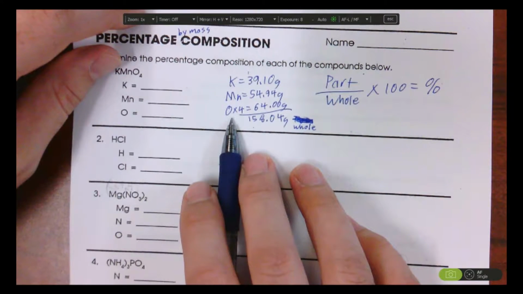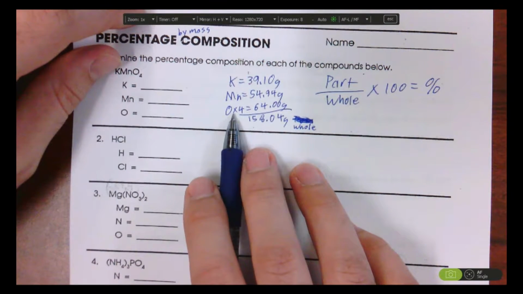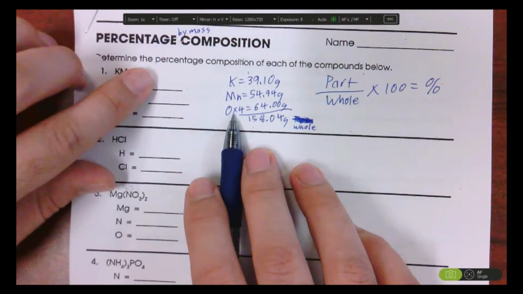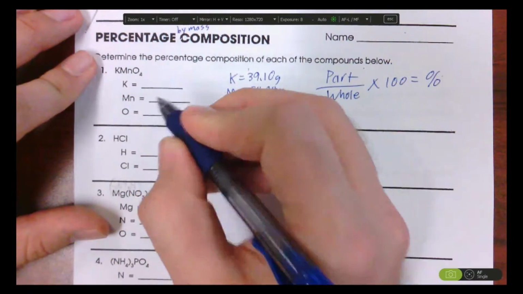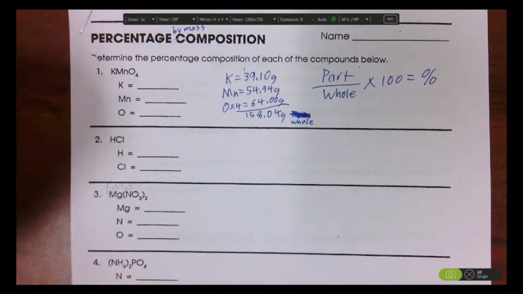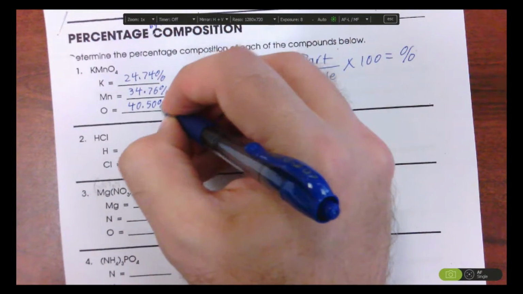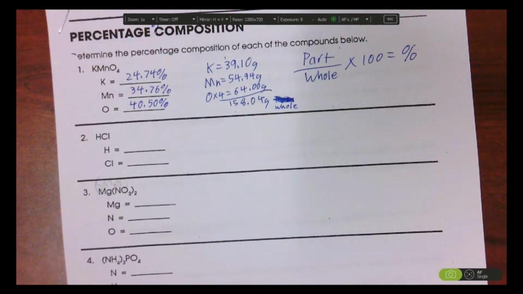Not 1 oxygen, but all 4. And basically you're telling me out of this whole compound, what's the percent of each? And here's the thing, when you add them all together, they should equal 100. That's how you can always check your work. Now you might end up with 100.01 or 99.99. That's 100%. It's going to happen.